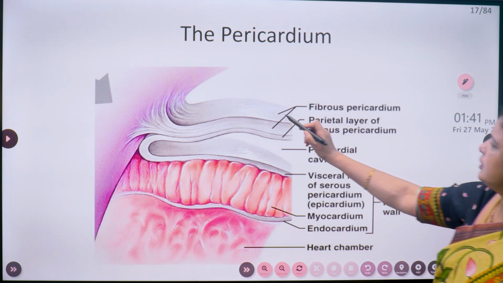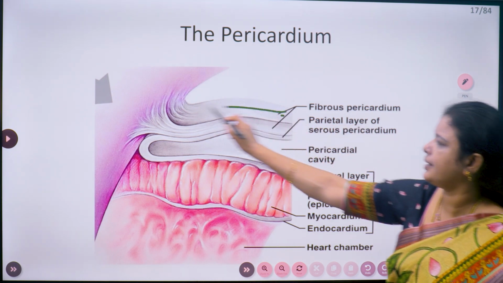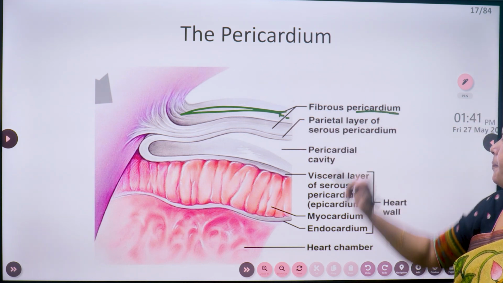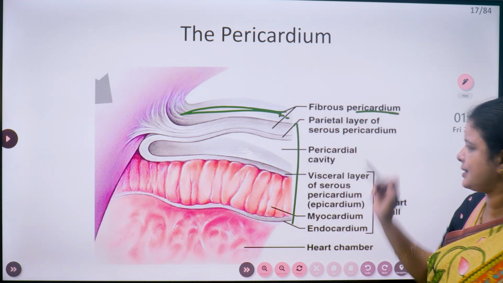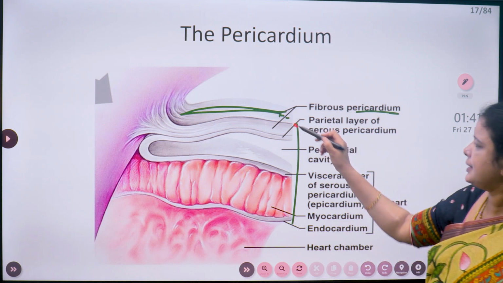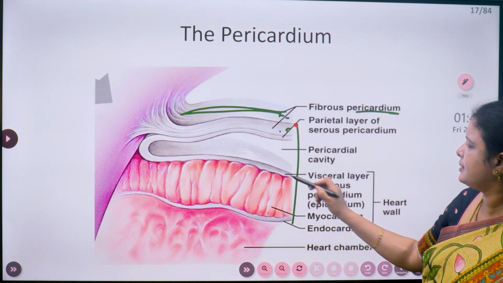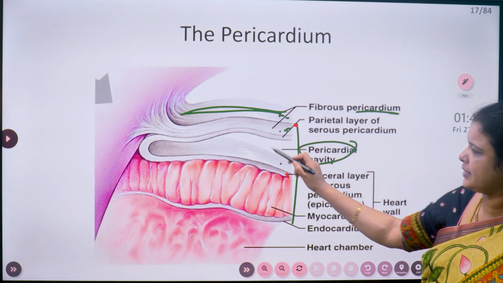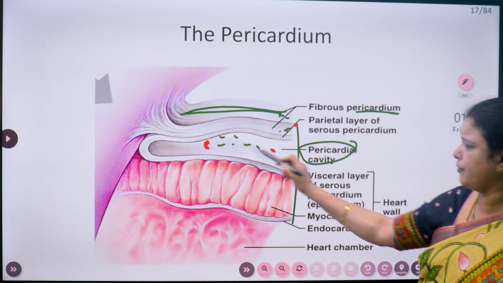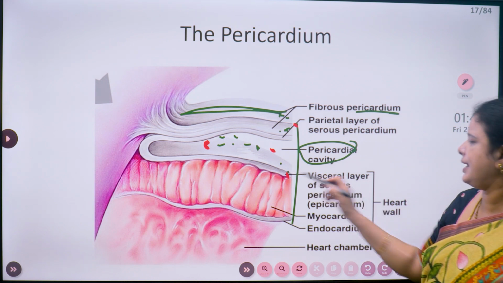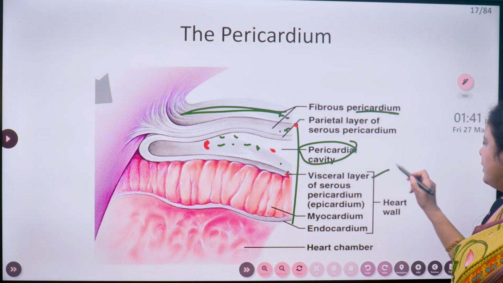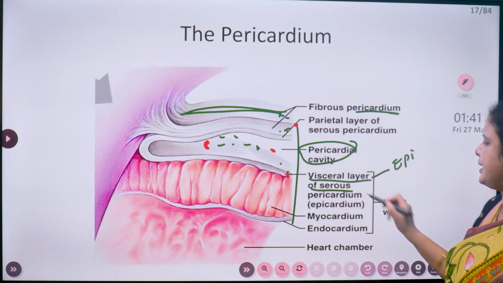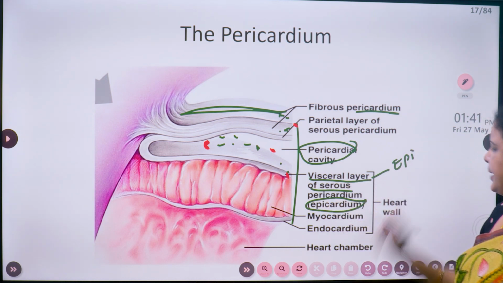You can see this is the fibrous layer, the superficial fibrous pericardium. Deep to it is the serous membrane. In this serous membrane, this is parietal and this is visceral. In between these two layers is the pericardial cavity, where we have pericardial fluid. The visceral layer of the serous pericardium is also called the epicardium.